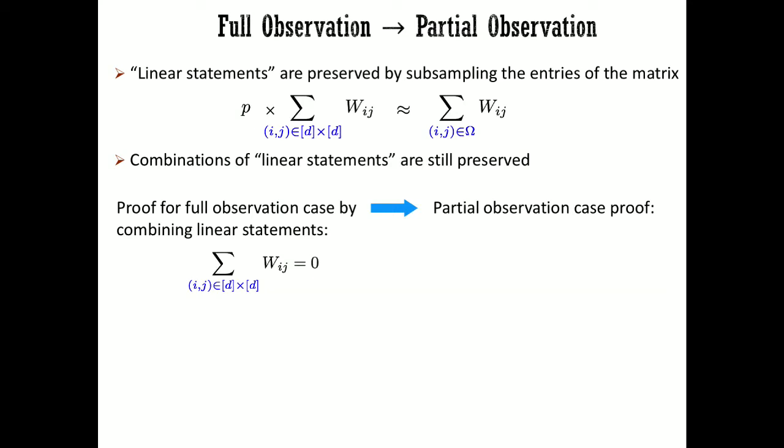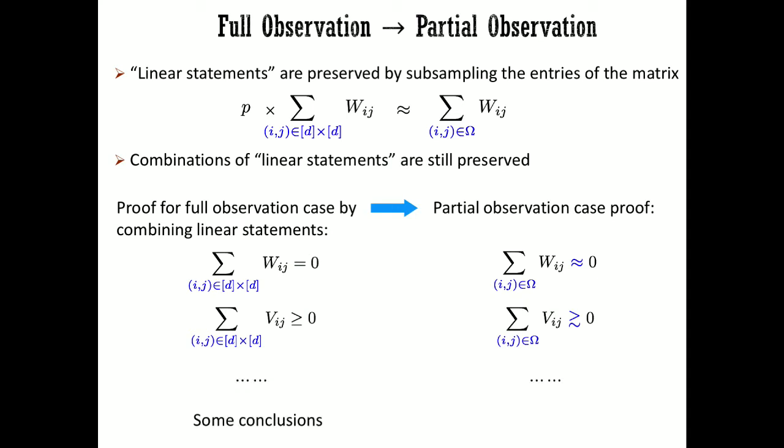Suppose we have such a statement. Then correspondingly, in the partial observation case, we can write that the sum of wij over the observed entries is approximately equal to 0. And we can also write inequalities. Let's say we have the sum of wij is larger than 0. This is the sum over all of the entries in the full observation case. Then correspondingly, we can write that the sum of wij over the observed entries is approximately larger than 0, up to some approximation error. We can do this and so on and so forth.